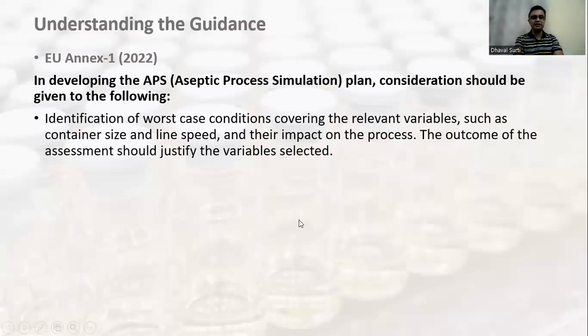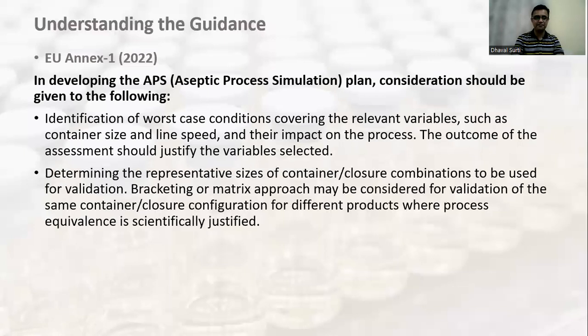That is identification of worst case conditions covering the relevant variables such as container size and line speed and their impact on the process. So what can be the container size? Like we have 2 ml to 100 ml container sizes in small volume parenterals. So what our container size will be depends on what containers we are going to fill on the line, and at what speed. And the outcome of the assessment should justify the variables which are selected. So this is one point.